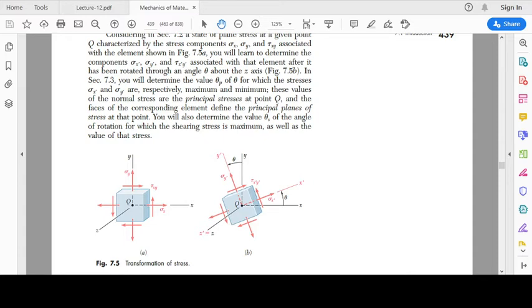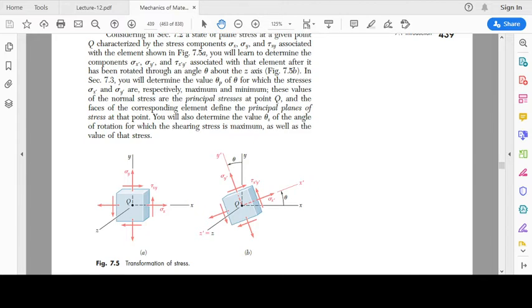We will be talking about plane stress situation. In plane stress, all the stresses are going to be within one plane. So there is no component of stress in the z direction. We don't have any stress in z direction, whether it is normal stress or shear stress. There is no stress in z direction.